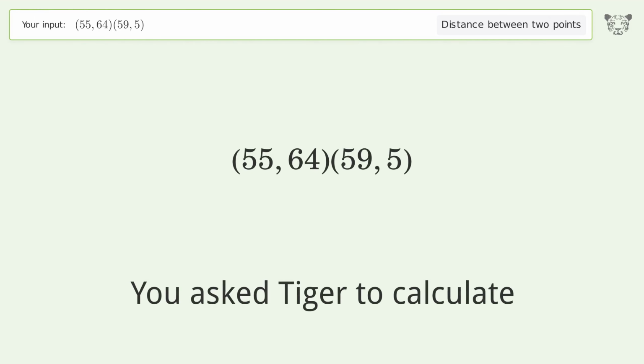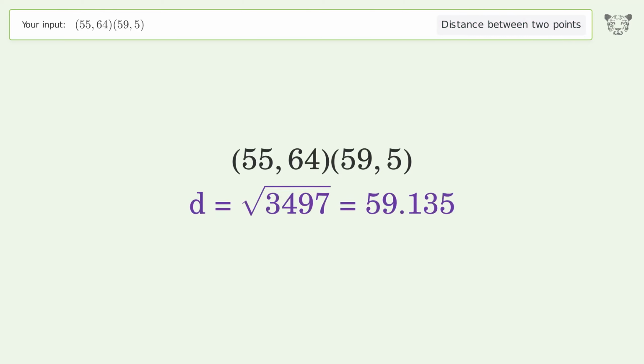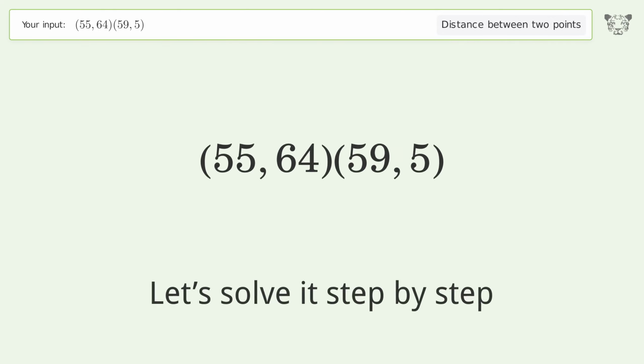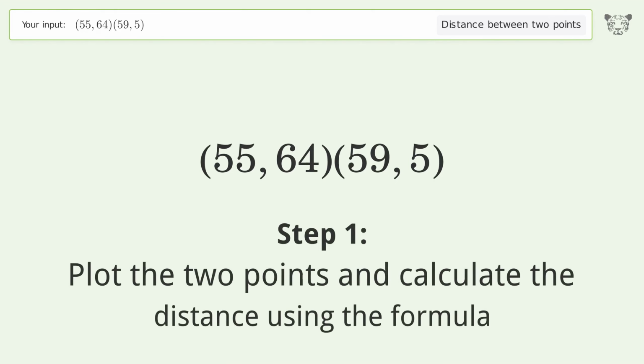You ask Tiger to calculate. This deals with the distance between 2 points. The distance between the 2 points is the square root of 3,497, or 59.135. Let's solve it step by step. Plot the 2 points and calculate the distance using the formula.